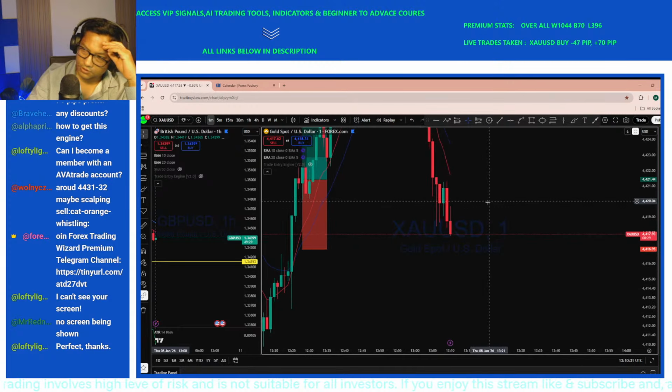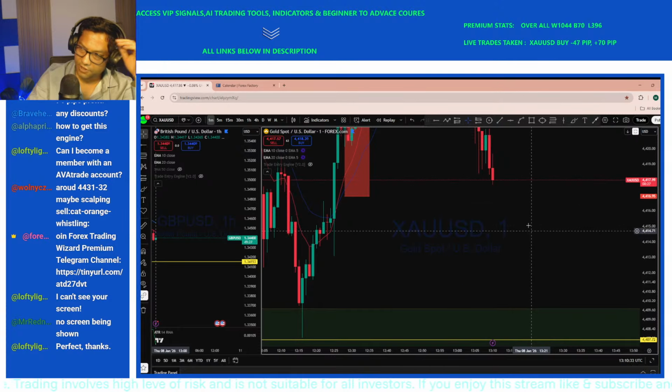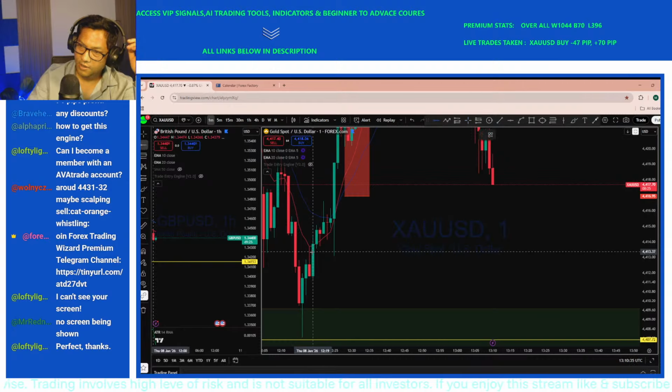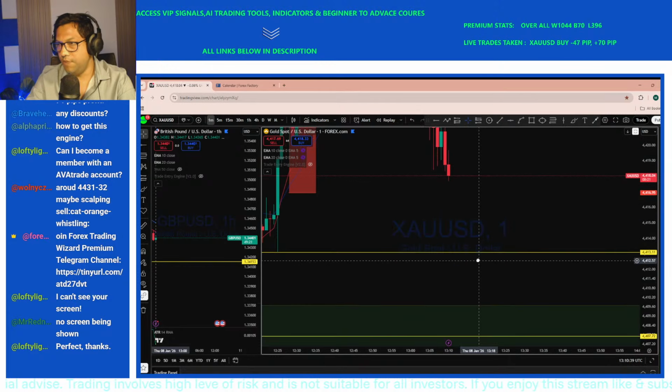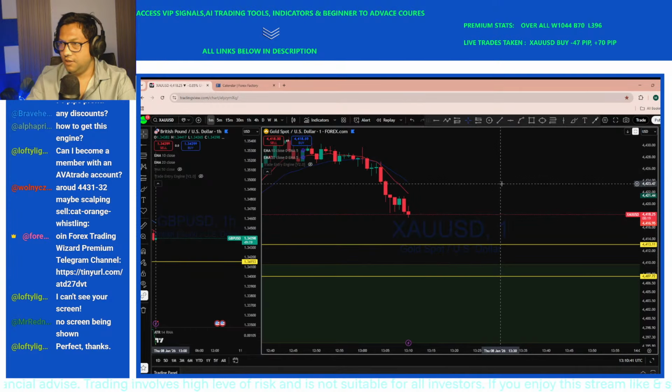So it's breaking below here. That might bring the market back below this level. Okay, so there is an imbalance here in this market in that direction.